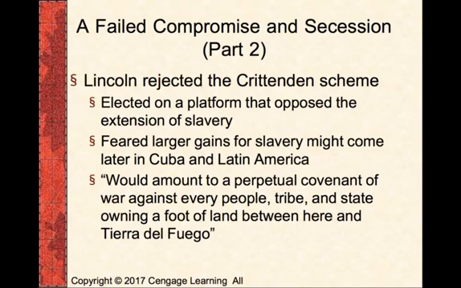It was also feared that larger gains for slavery might come later in Cuba and Latin America, and that the Crittenden scheme would enshrine those places. Here's a quote here: would amount to a perpetual covenant of war against every people, tribe, and state owning a foot of land between here and Tierra del Fuego, which is the most southern tip of South America.